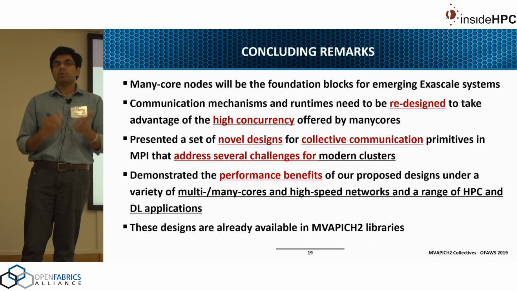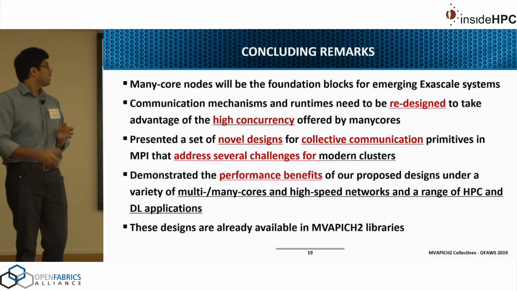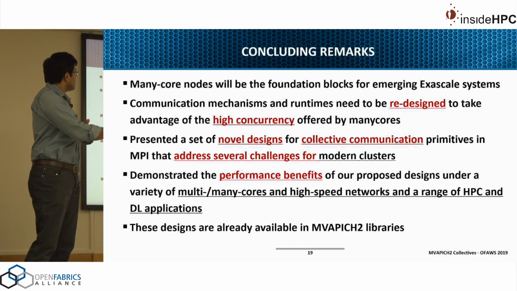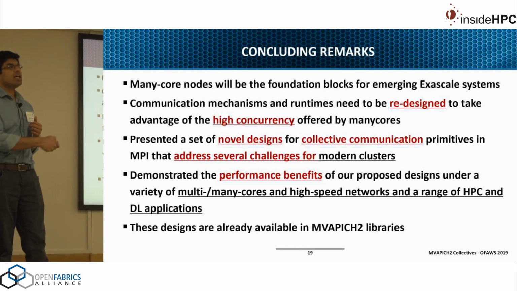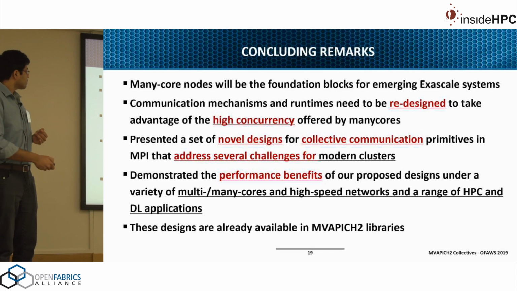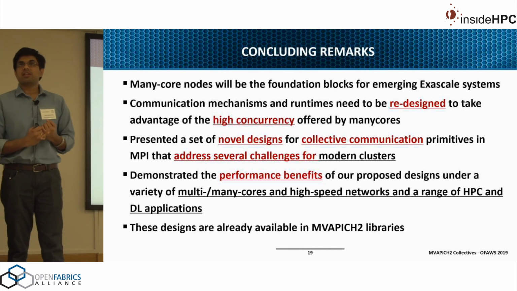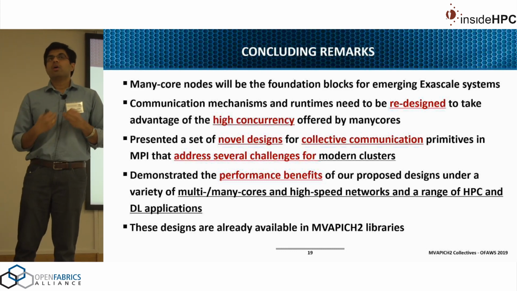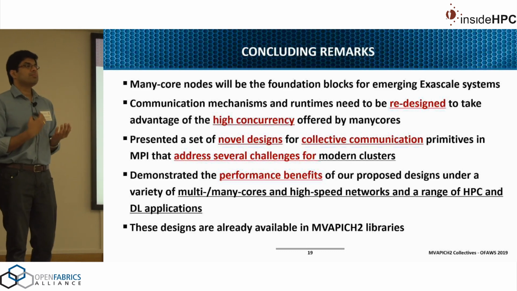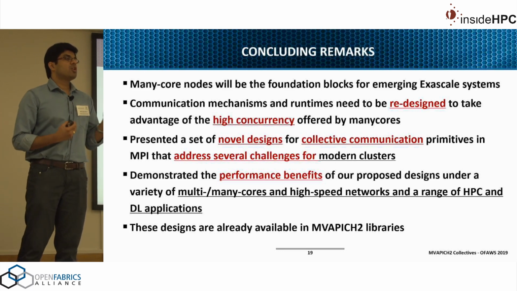So I think I have a couple more minutes, so let me try to conclude right now. What was presented in this talk so far? We showed how communication mechanisms and runtimes need to be redesigned to take advantage of the high concurrency presented by the emerging many core architectures. We also presented a set of novel designs for collective communication primitives that address several of these challenges, both intra-node and inter-node for modern clusters. We also demonstrated that there are significant performance benefits to be gained by applying these techniques in a judicious fashion based on your use case.